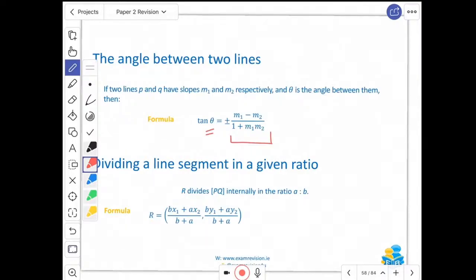And then the next one is dividing a line segment in a given ratio. Again, it's a pretty straightforward formula. Just remember that when you're setting it up, make sure your first number in your ratio is obviously A and your second one is B.